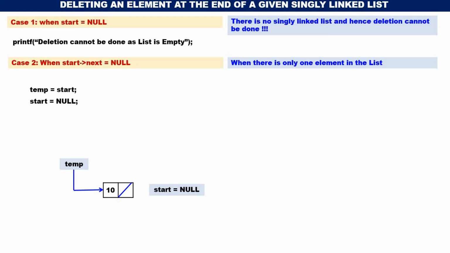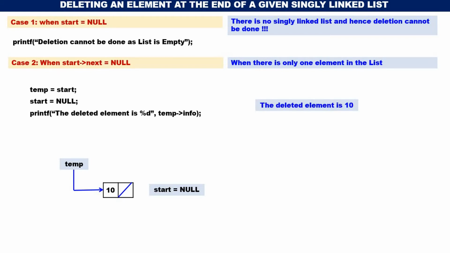After that, display the deleted element also. So deleted element is temp of info. Temp of info is 10. Display 10. Next, free the memory which is taken by the node pointed by temp. That is free temp. Because we are logically deleting and physically we are deleting using this free temp. And return start. That's all.